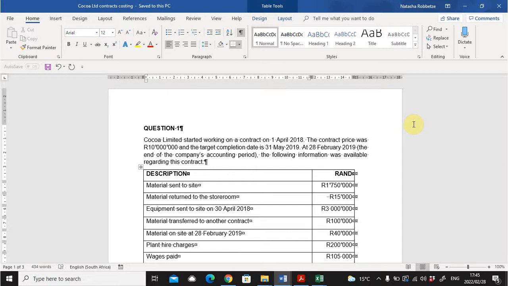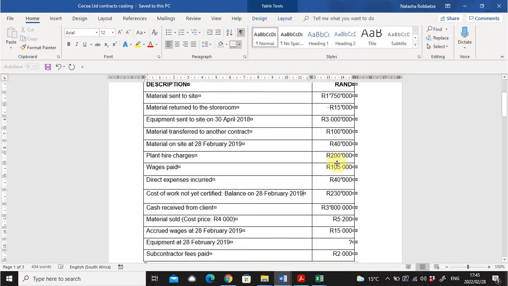So if we read together, it says Cocoa Limited started working on a contract on 1 April 2018. The contract price is 10 million and the target completion date is the 31st of May. On 28 February 2019, the end of the company's accounting period, the following information is available.